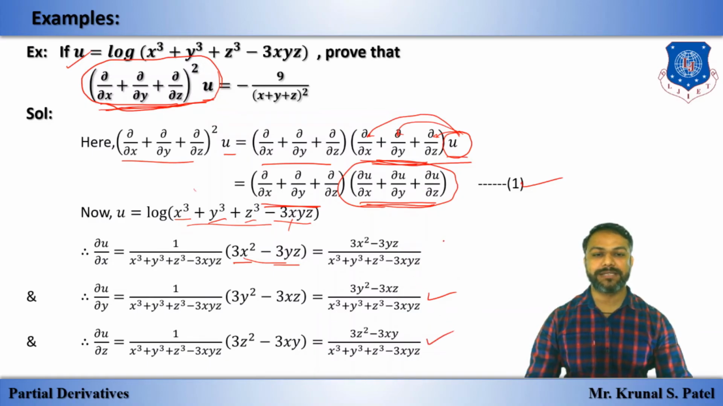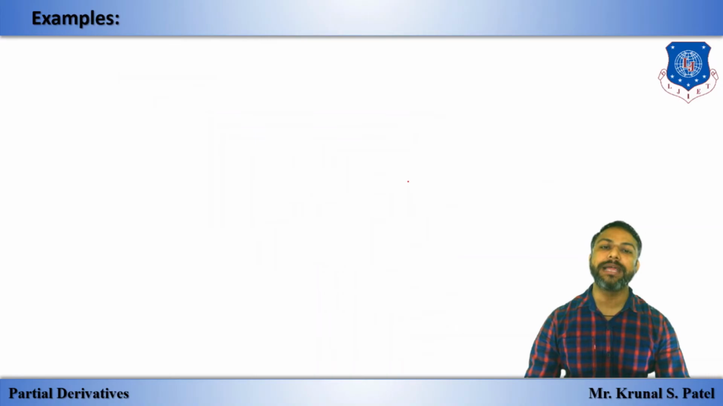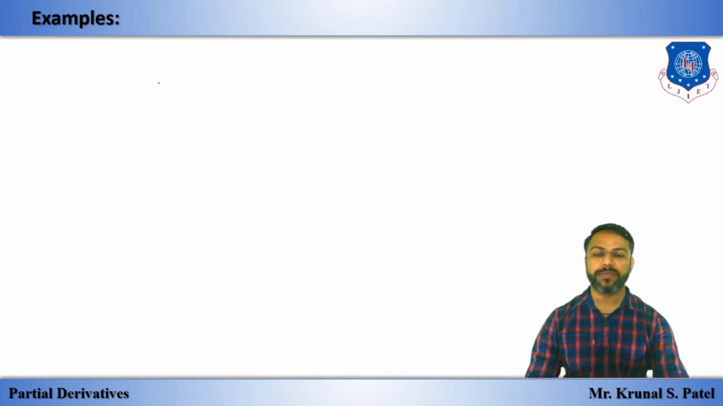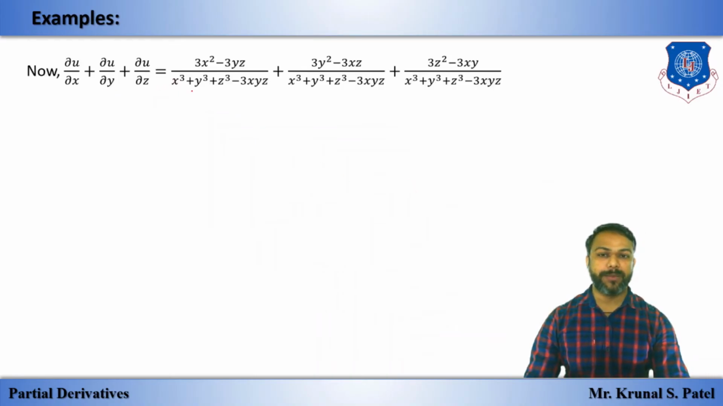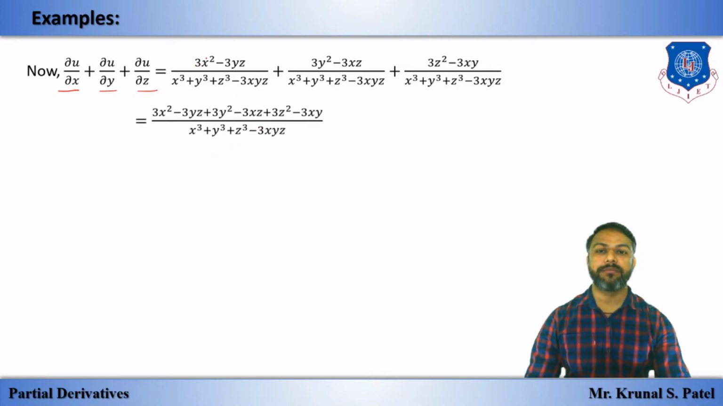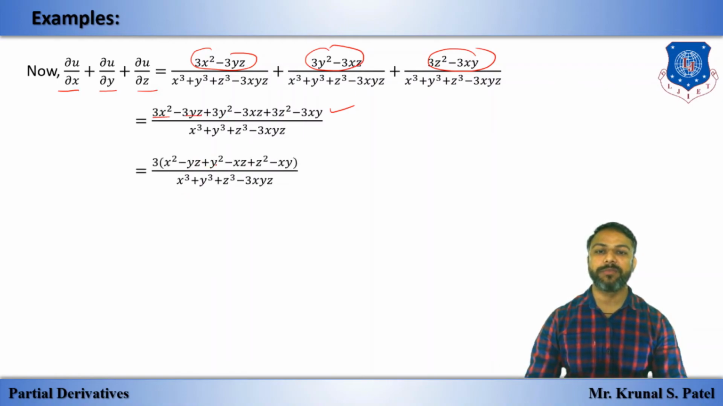Now by adding these three answers, we will get del u by del x plus del u by del y plus del u by del z. So let's have a look by putting these three values of del u by del x, del u by del y, and del u by del z. The denominator is the same, so take the LCM as the denominator, and by adding the numerators we have this. By taking 3 common from each and every term of the numerator, the numerator will be this.